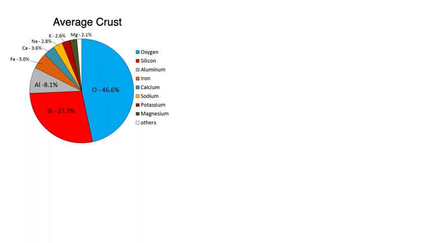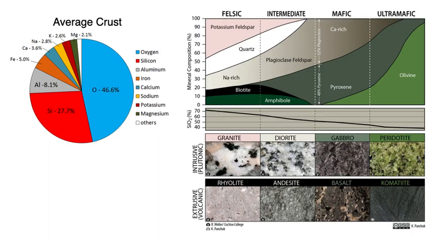There's less controversy about what the composition of the crust is. Here's a pie diagram showing average crust of the Earth. You can see it's about half oxygen, and then the rest is made up of what are called the major rock-forming elements like silicon, aluminum, iron, calcium, sodium, potassium, magnesium. And then there's a tiny little wedge there for the rest of the periodic table.